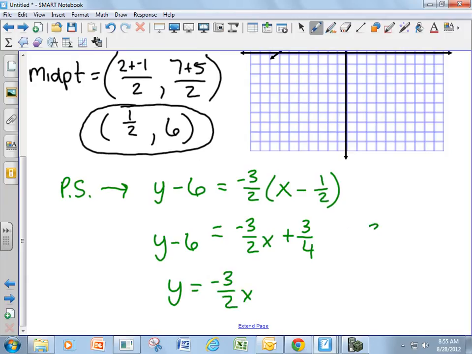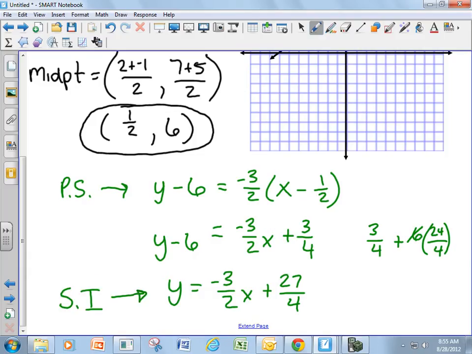And then off to the side I might calculate 3/4 plus 6. I'm going to need a common denominator of 4 here, so that ends up being 24 over 4 as opposed to 6. So that gives me 27 over 4, and this would be your answer in slope-intercept form. Now, if you needed to get it into standard form, we could go from there, but again, I'll stop with the slope-intercept form for now, hoping that you would be able to get standard form on your own if needed. If not, just ask in class and we can talk about it.